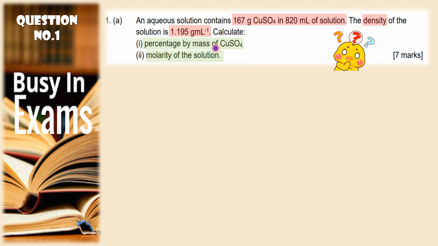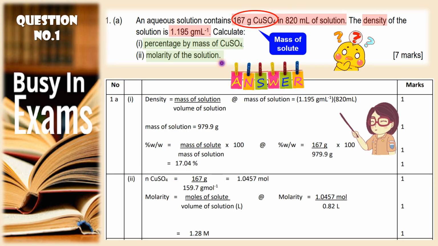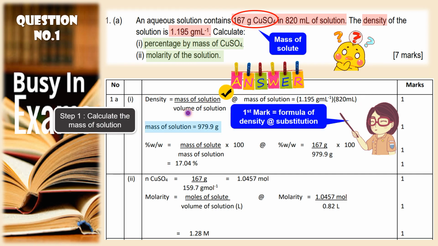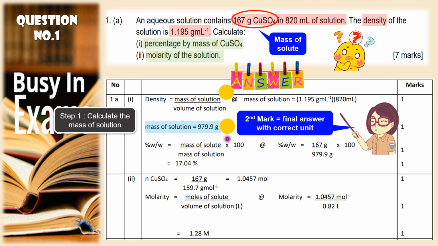So you have to calculate the percentage by mass of copper sulfate and also the molarity of the solution. Right? So what we should do? First of all, you have to calculate the mass of solution because the question already gives the density. Okay, so you will get 1 mark for the formula. Another 1 mark for the final answer with correct unit.